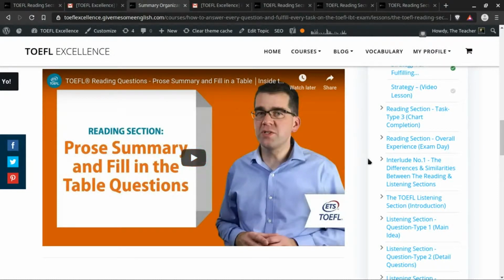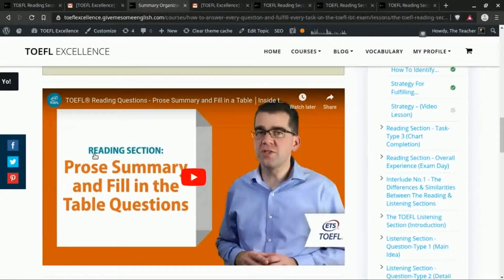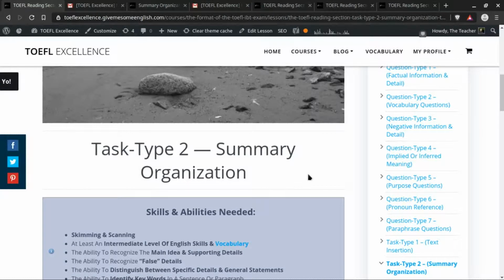Well, once again, there's no way I can use that term because it just doesn't make any sense. First of all, prose has nothing to do with it. Now, maybe you might say that the summary is a form of prose, but really, this is just confusing and redundant. Very similar to when they referred to it as the rhetorical purpose questions. This word is redundant, it doesn't need to be there, and it's not a question, it's a task. So that's why we at TOEFL Excellence refer to this as the summary organization task. But it's the same thing.